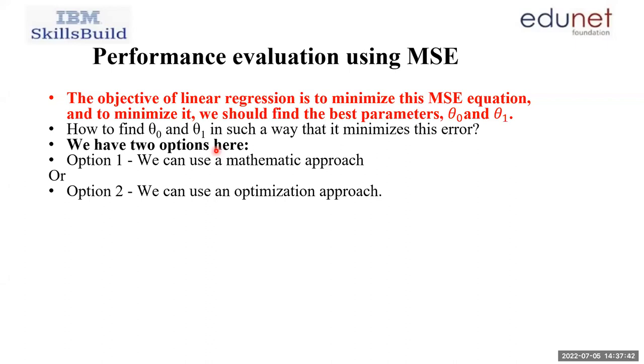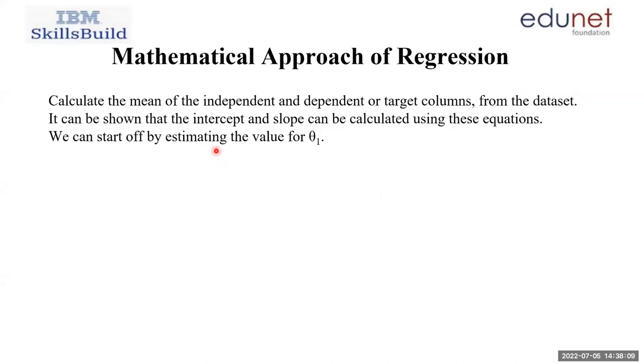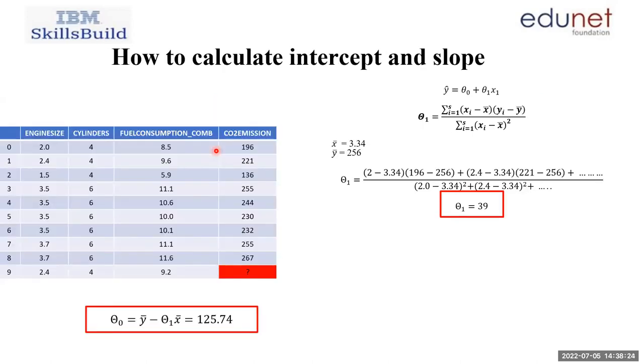So what is our aim? Based on the existing data set, we need to find an optimal value for the y-intercept and slope. The accuracy of the prediction using linear regression depends on the optimal values of the y-intercept and slope. Keep that in mind. The mathematical approach is to calculate the mean of the independent and dependent or target columns from the data set. It can be shown that the intercept and slope values can be calculated using these equations. We can start off by estimating the value of theta 1.